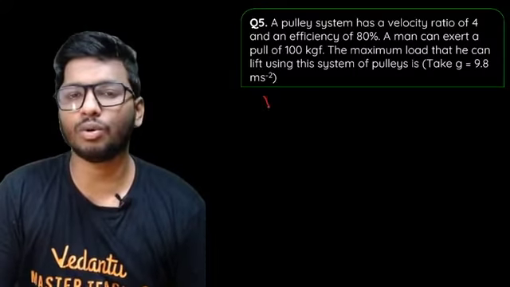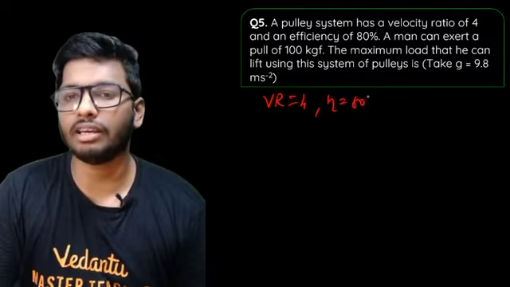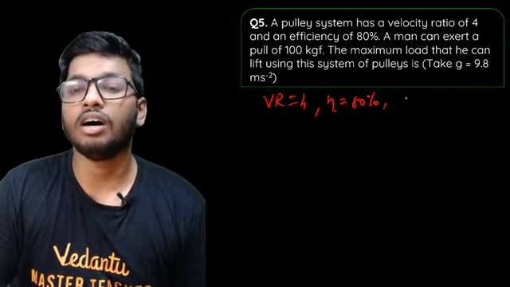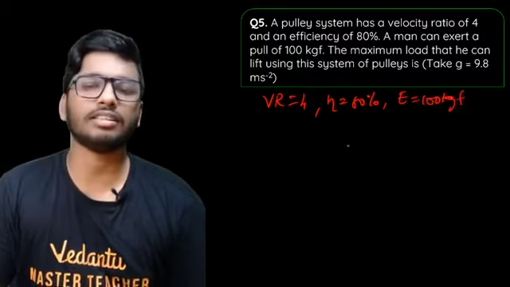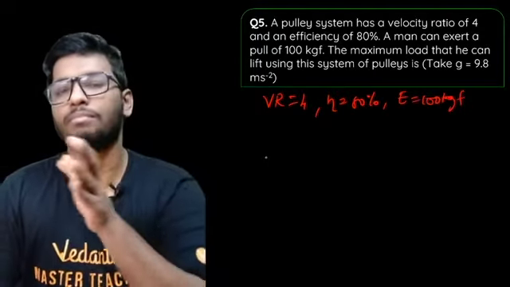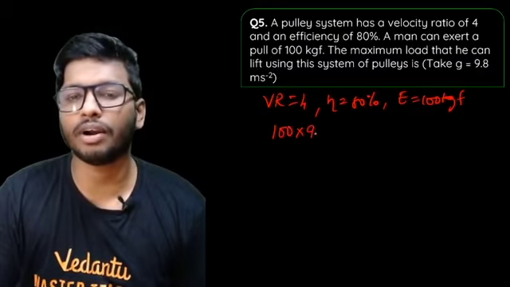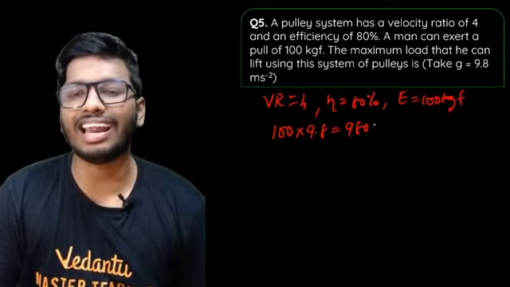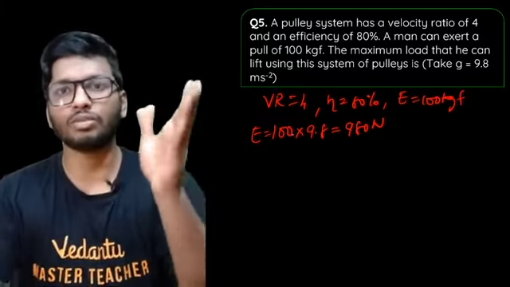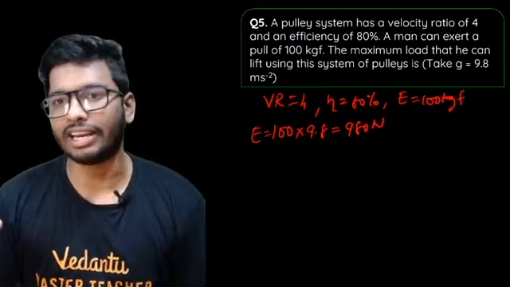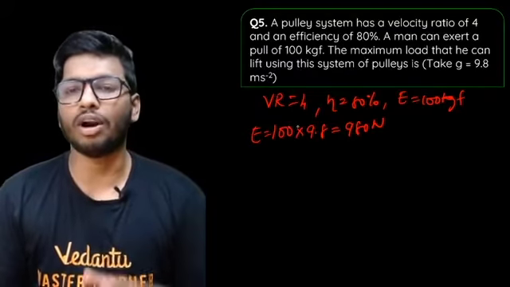So write down the given data. VR is given as 4. Efficiency is given as 80%. They've given you the effort. Effort is equal to 100 kgf. Now the thing is this, guys: 1 kgf is equal to 9.8 Newton. So 100 kgf would be 9.8 into 100, so that'll be 980 Newton. So effort in terms of Newton is 980 Newton, because 1 kgf is equal to 9.8 Newton. So I found out the effort. I have to find out what is the load.